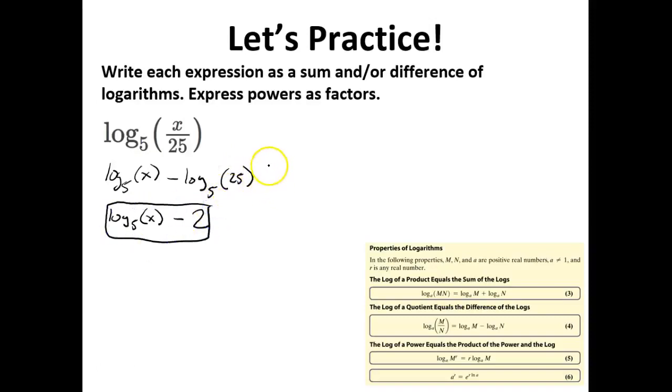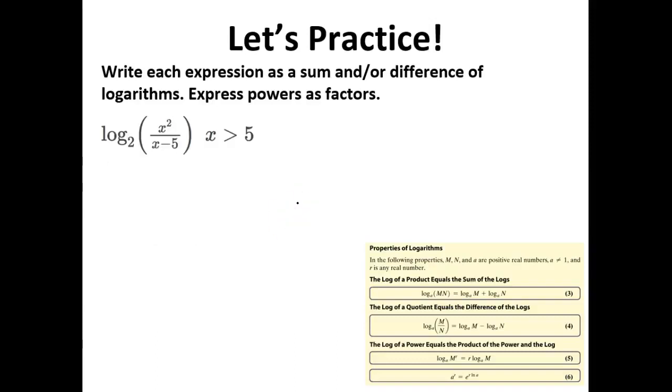If you need to, this log base 5 of 25, that's the same thing as log base 5 of 5 squared. Here again, we have inverses of each other, so we'd be left with the 2.